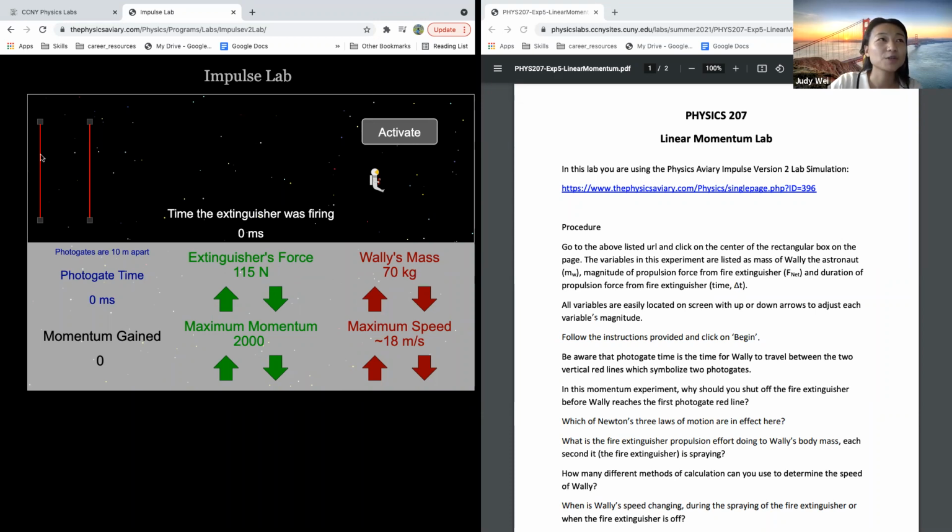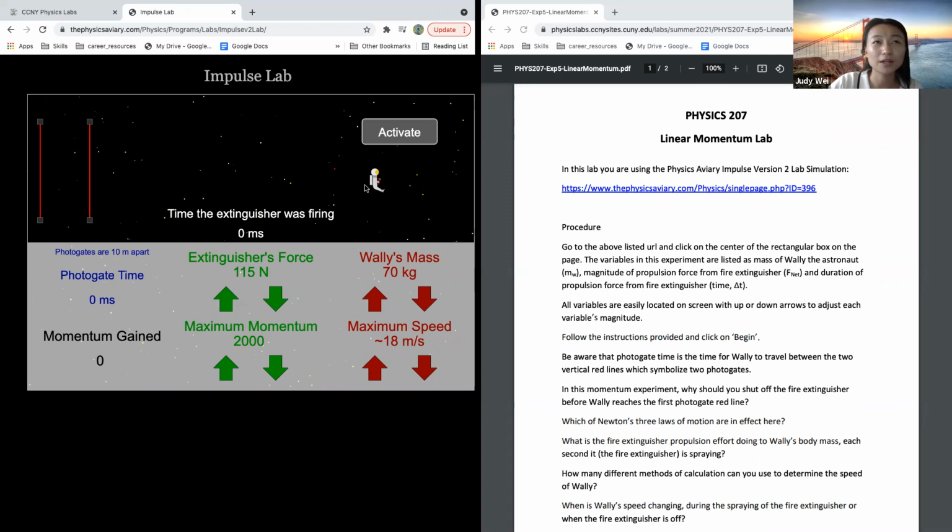And these are the two photo gates. They monitor the time when the astronaut passes the two photo gates, and the photo gates are 10 meters apart. So if you know the time, let's say 10 milliseconds, you can know the speed of this astronaut, and also the momentum gained. Okay, so this is basically the idea of how it works.